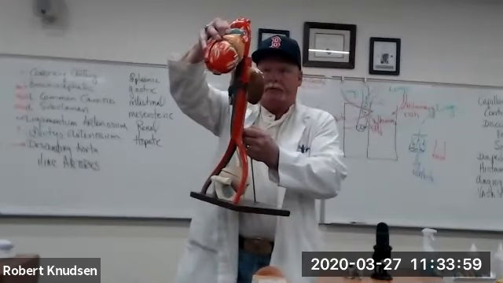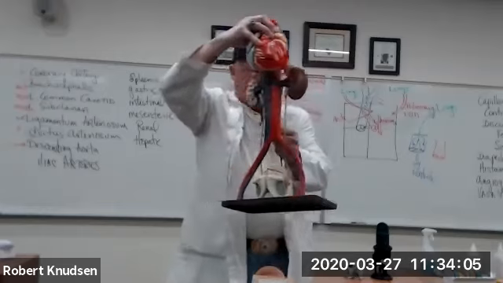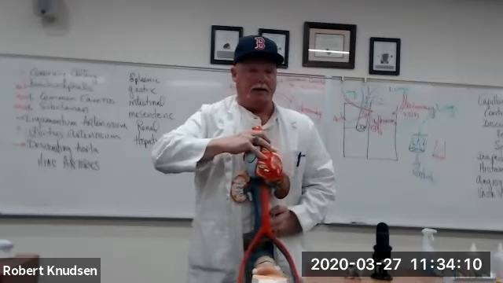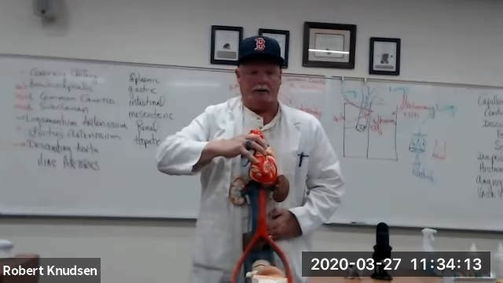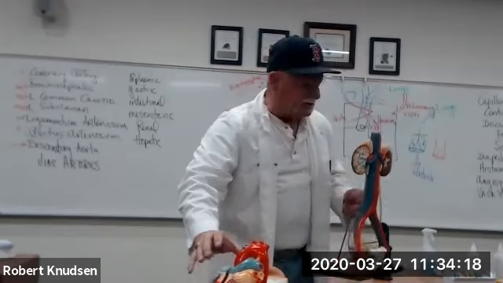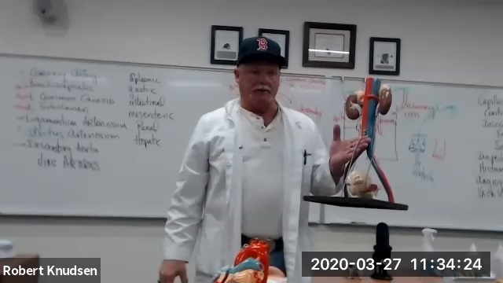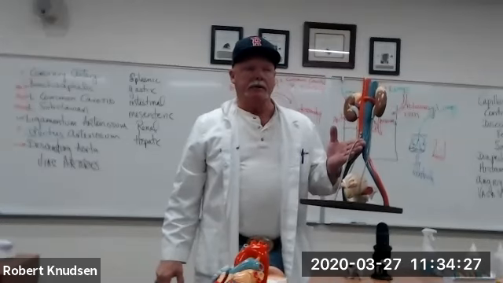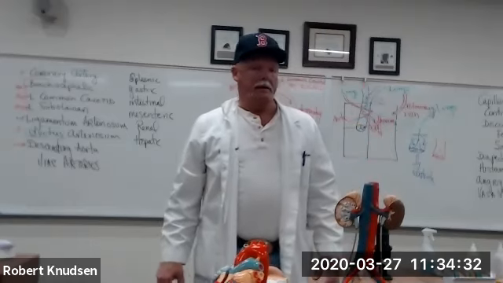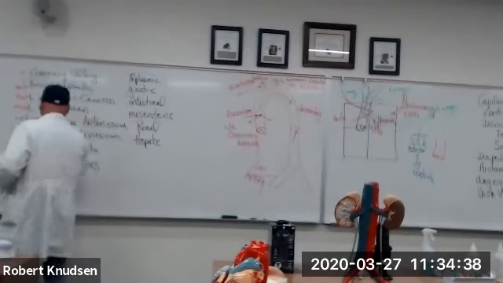Got it? Okay, so the question on the exam would be, the descending aorta terminates into what? The answer would be iliac arteries. The inferior vena cava begins or is formed from what? Iliac veins. You have it? Good.